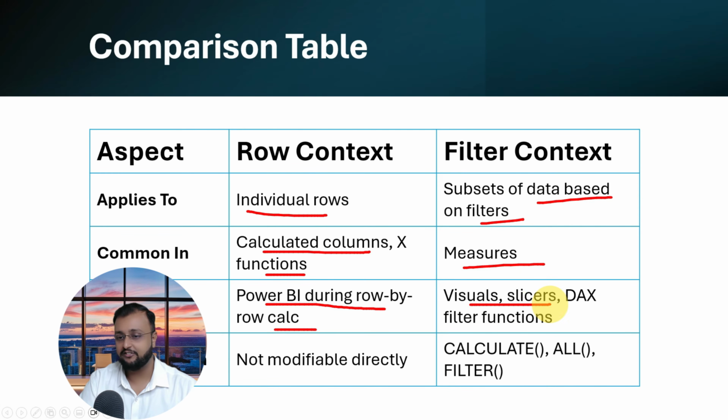Filter context can be modified via visual slicers, DAX filter functions, and CALCULATE and ALL filters, whereas row context cannot be modified directly. It is this kind of expression over here.